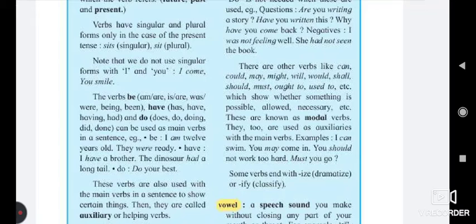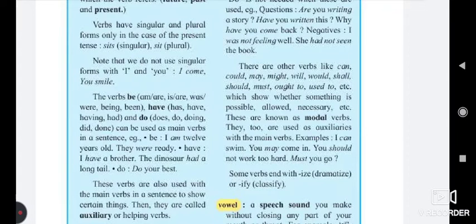Sits is singular, sit is plural. Note that we do not use a singular form with I and you. I come, you smile. The verb be means am, are, is, was, were, be, being, been. Have means has, have, having, had, and do means does, do, doing, did, done, etc.